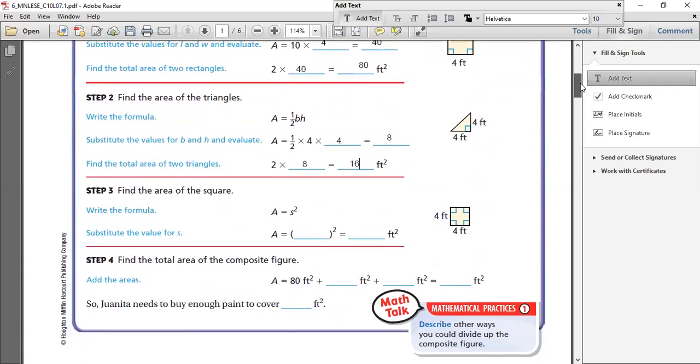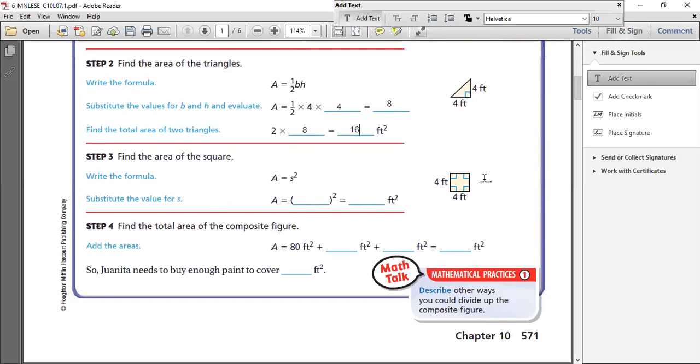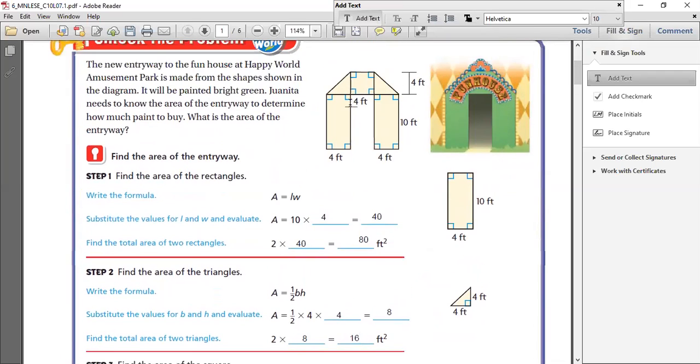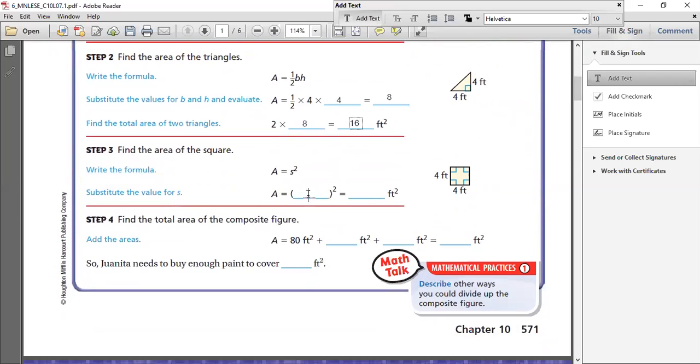What's the area of a square? Of course, it's S squared. So we need the side. If you look at the picture, see, the side is given to be 4. Also from this one, we know the height of this is going to be 4. And the square has all equal sides, so that's going to be 4 squared, which means 4 multiplied by 4, which is going to give us 16. So now we have found the area of two rectangles, the area of two triangles, and also the area of the square.